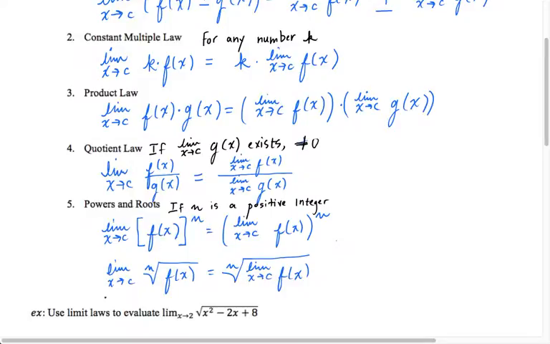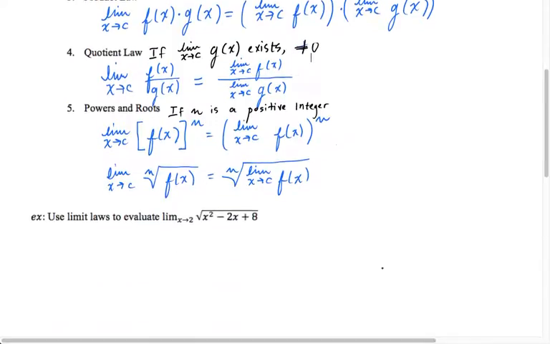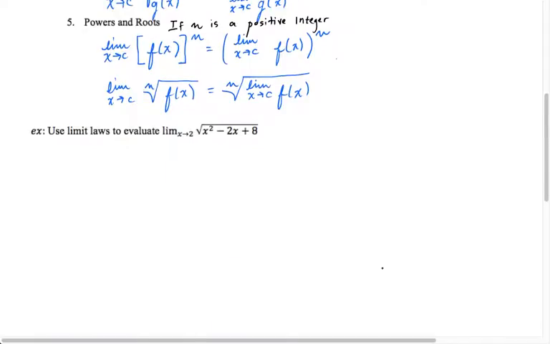So if you have the limit as x approaches c of the nth root of f of x, you can pull that limit under the radicand to give you the nth root of the limit as x approaches c of f of x. Most of these seem a little odd, but they're much more clear when worked with an example.